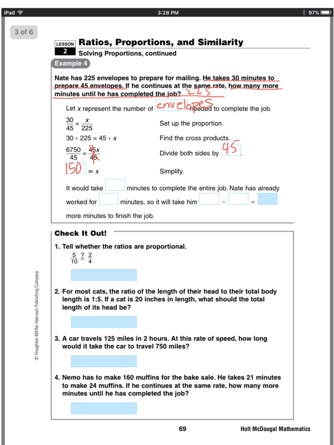So it would take 150 minutes to complete the entire job. Nate has already worked for 30 minutes, so it will take him 150 minutes minus 30 minutes, which is 120 minutes, to finish the job, or 2 hours.